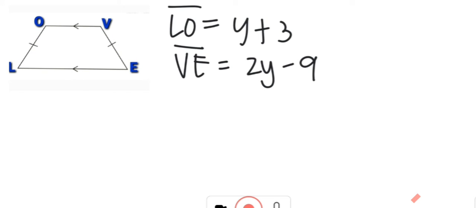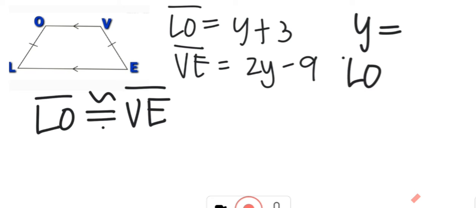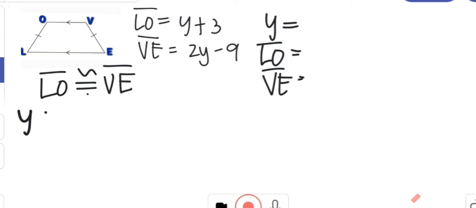What if this is given? How are we going to solve? Remember, LO is congruent with VE. So we are just going to substitute these values to our equation, and first solve for the value of y before we find the measure of LO and segment VE. Okay? y plus 3 is equal to VE, which is 2y minus 9.